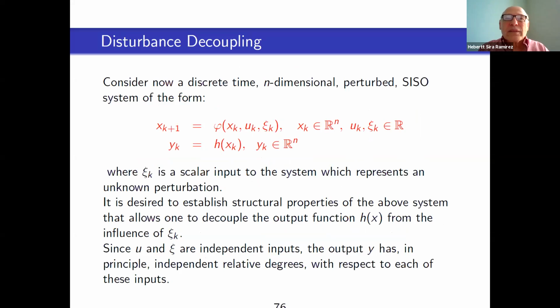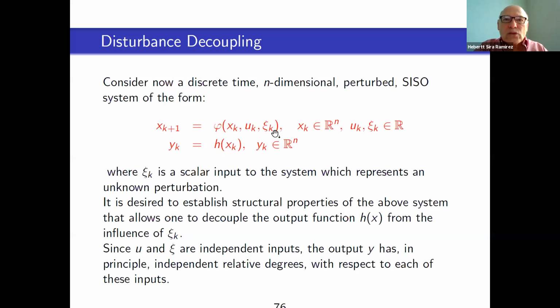Let's explore another structural issue of nonlinear discrete time systems, especially when you have some disturbances affecting your state dynamics. Let's assume for the moment that you don't have any disturbance on the output. But in the state equation, you have the presence of the control input, trying to control your system, and you also have the presence of some disturbance.